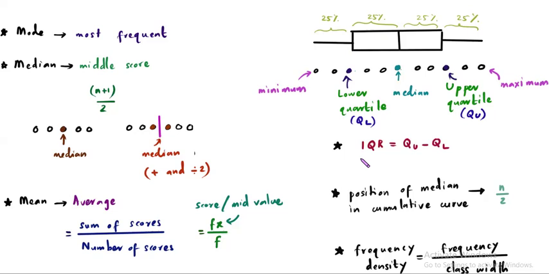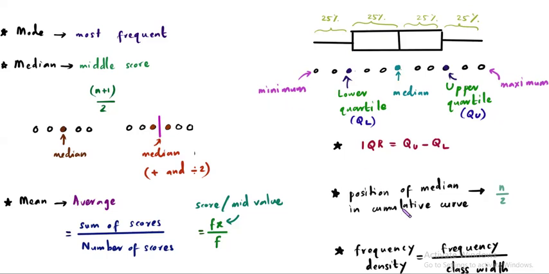If I'm to calculate the interquartile range, it will be the difference between the upper quartile and the lower quartile. So we need to deduct the lower quartile from the upper quartile. The range is the difference between the maximum and the minimum value, or the highest and the lowest score.